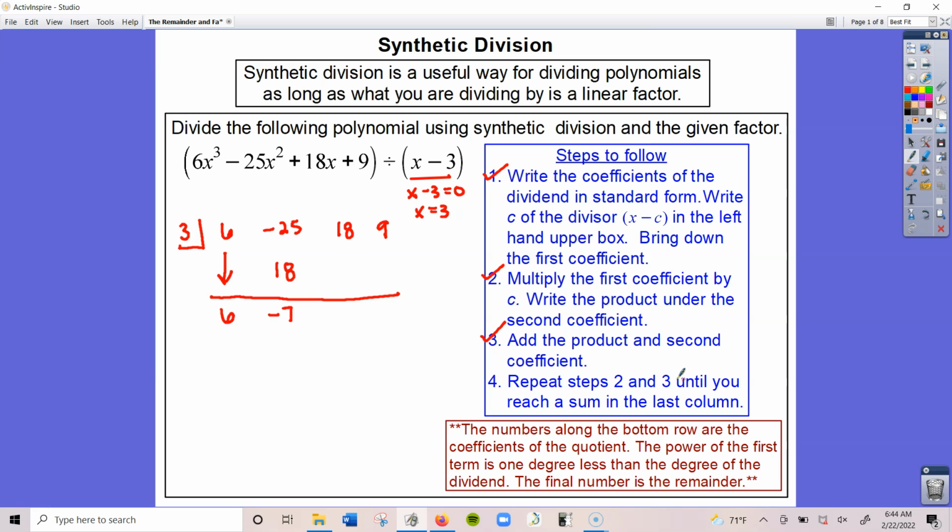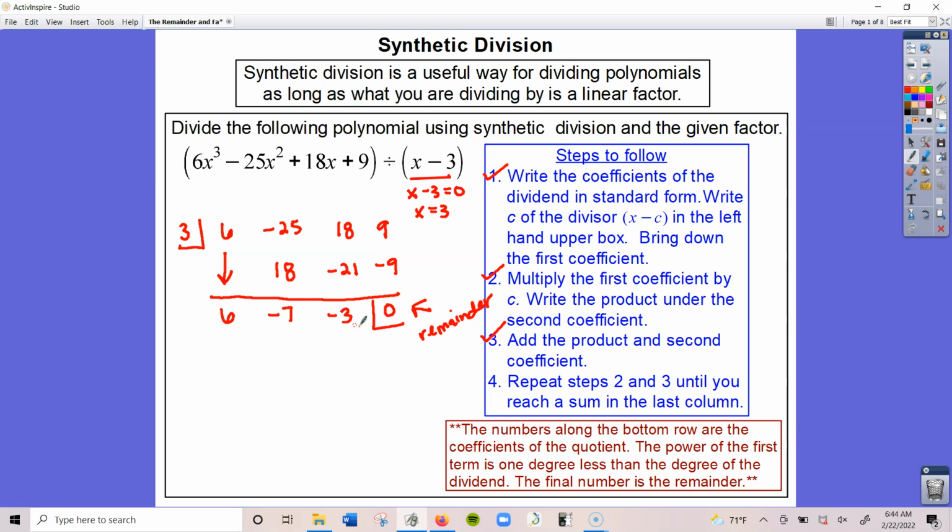Now we repeat steps 2 and 3 until you reach a sum in the last column. So now I'm going to repeat. Negative 7 times 3 is negative 21. 18 minus 21 is negative 3. Repeat. Negative 3 times 3 is negative 9, and 9 minus 9 is 0. This last number, this is the remainder. Since the remainder is 0, that means that this is a factor of my polynomial.